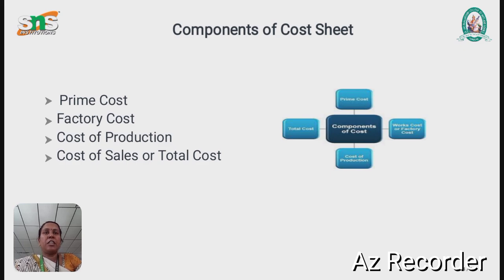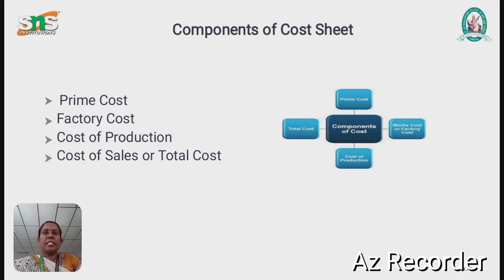Office and administrative overheads are the indirect expenses incurred on general management and administrative function. It includes salary paid to office staff, managing director, and remuneration paid to the directors of the company, stationery used in the administrative office, postage, rent of office building, office lighting, legal expenses, depreciation on office furniture and equipment, etc.